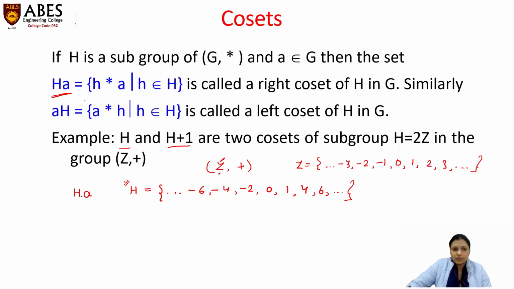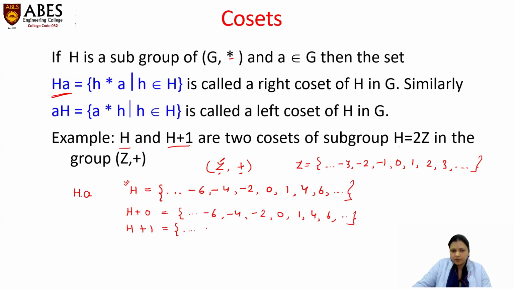The operation should be the operation given in the group. So here the operation is plus. Plus is commutative, so we can find the left coset or the right coset. I will just take a simple integer, 0. Let it be 0. So here it will be the same as H: -6, -4, -2, 0, 2, 4, 6. It will be H.